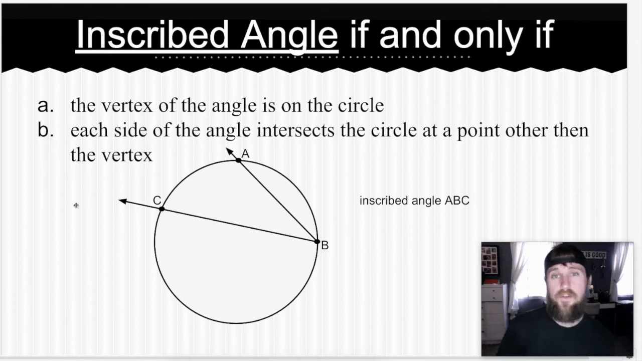Part 2 of our circle unit talks about inscribed angles. The first part is the vertex of that angle needs to be on the circle. And each side of our angle needs to be intersecting the circle. When this occurs, we get this arc that gets created.